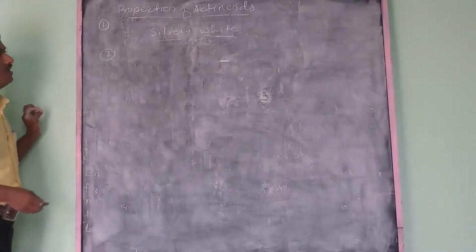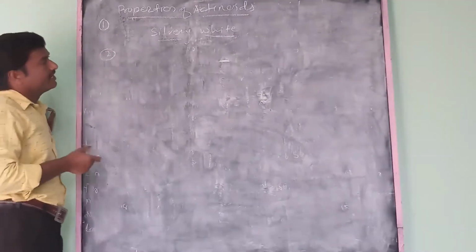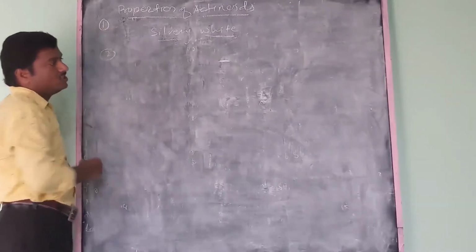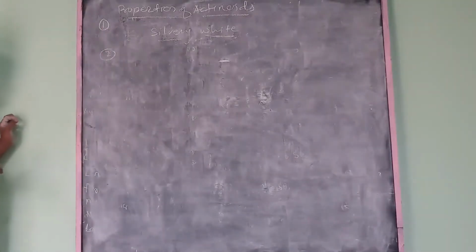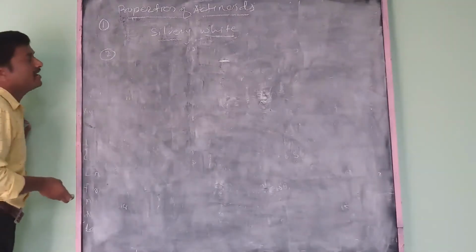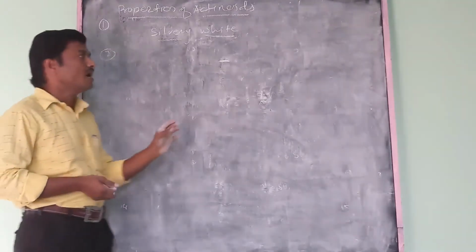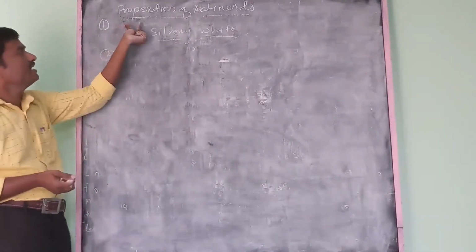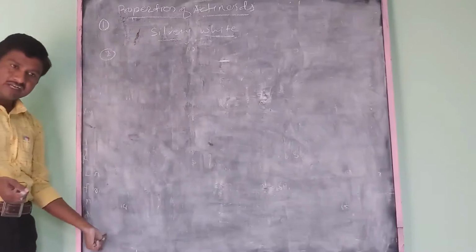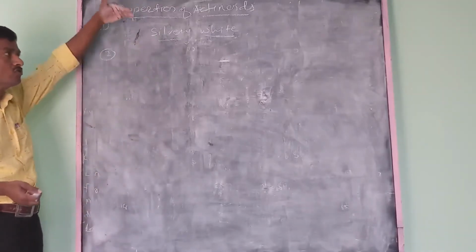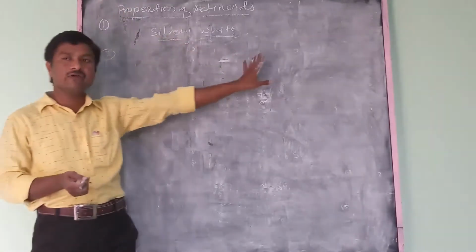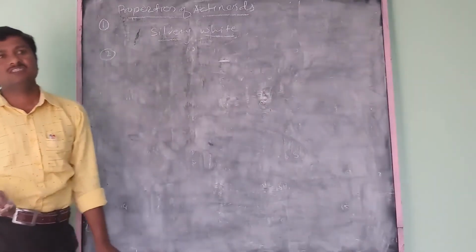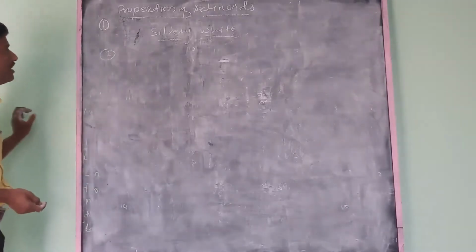As the atomic number increases, the atomic and ionic radii decrease. There is a gradual decrease in atomic and ionic size, which is called actinoid contraction. We know the atomic number of actinium is 89 and that of the last element, lawrencium, is 103, so it goes on increasing. But the atomic and ionic radii go on decreasing with increasing atomic number. That is nothing but actinoid contraction.